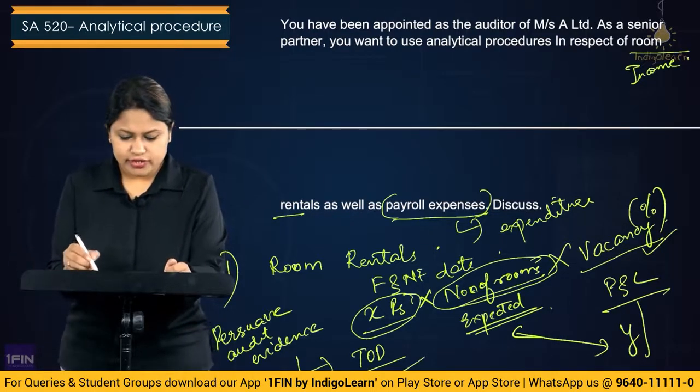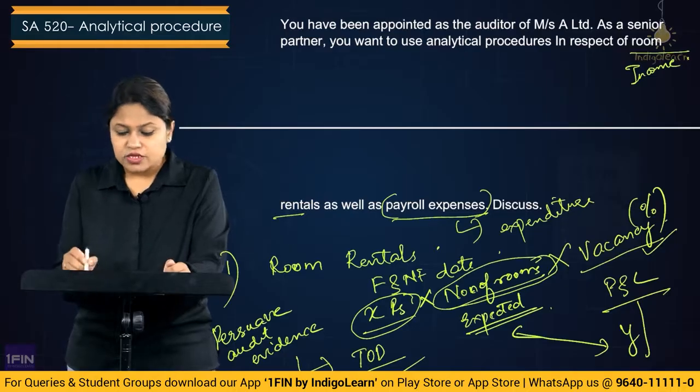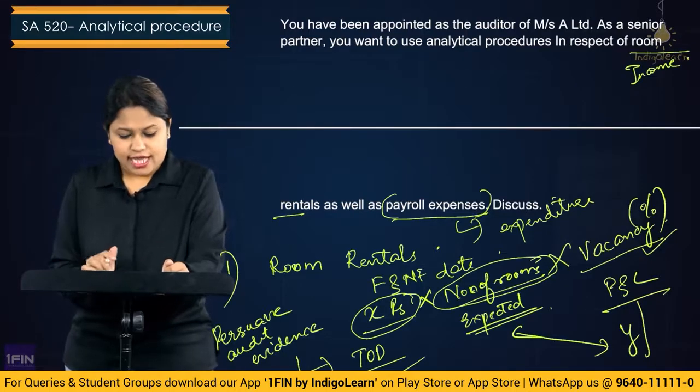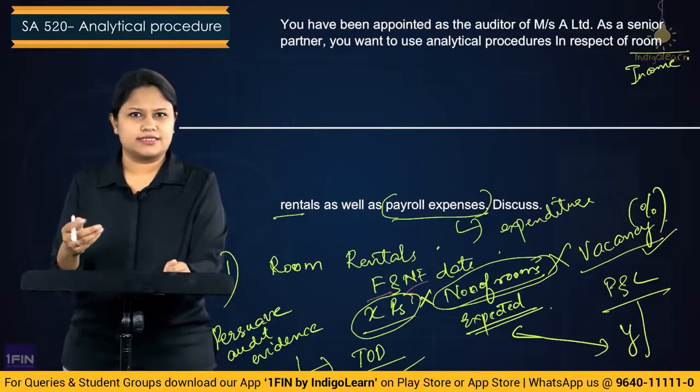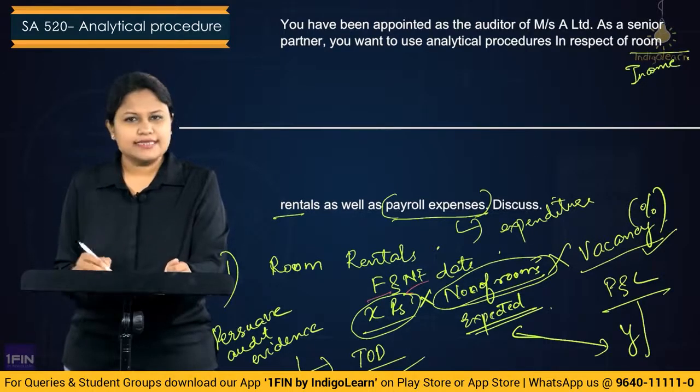Alright, so just for a quick recap for you to understand, we are checking the room rentals. And for the room rentals, we have taken up two financial data, one financial data, one non-financial data. Financial data is the tariff rate, that is the room rentals, is the cost that you call it, and the number of rooms.